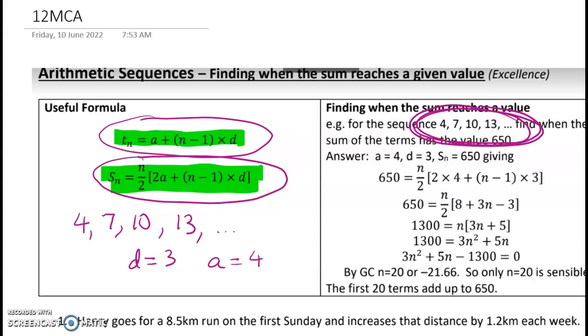Now what we're going to find in every question in here is that when we need to figure out how long it takes to reach a particular total, we're going to be solving a quadratic equation. And in this video, I have done it using the quadratic formula.